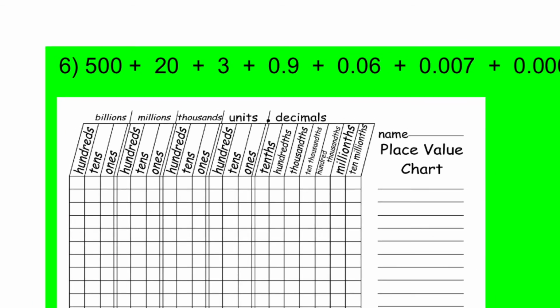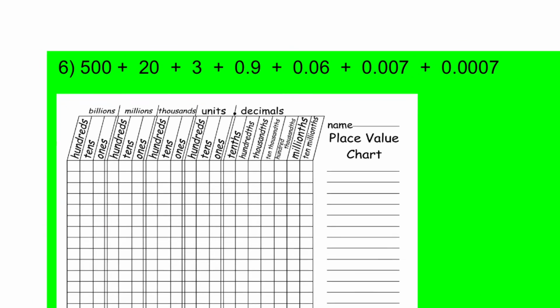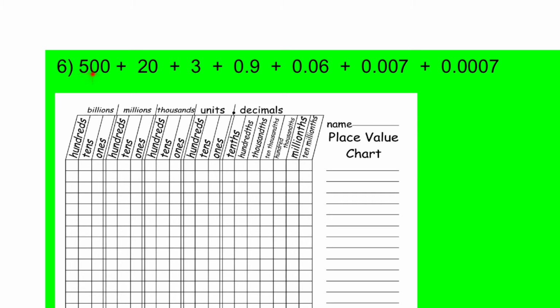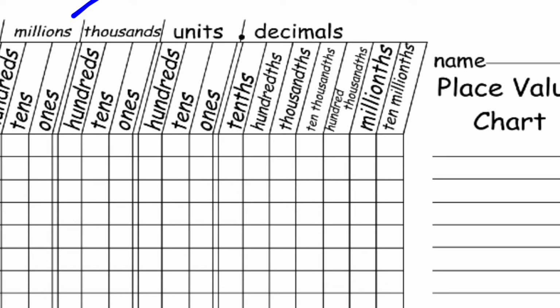Number 6. Now look at the whole numbers I have. A lot of digits here. I have 500 plus 20 plus 3. That's 523. That's in the units area. 523. Next I have my decimal.